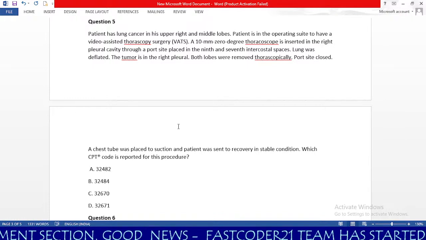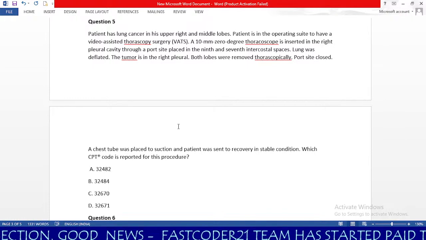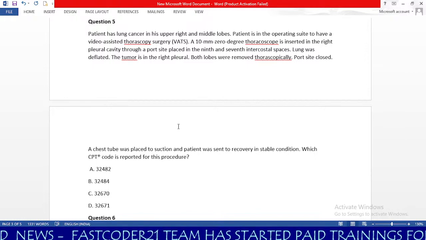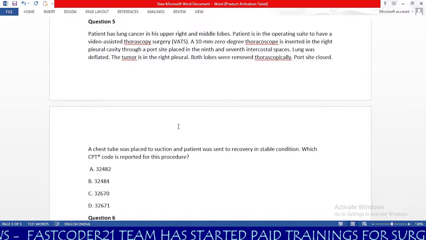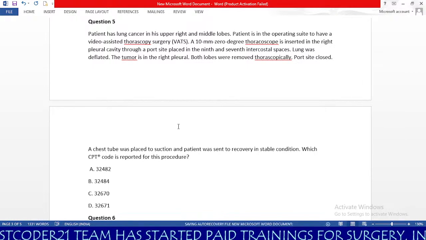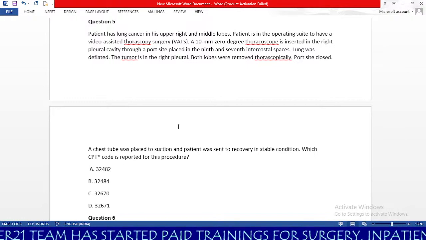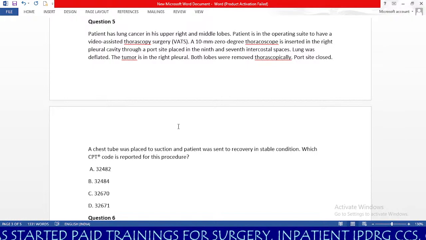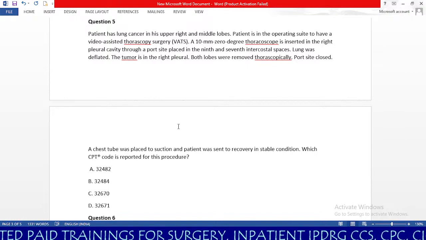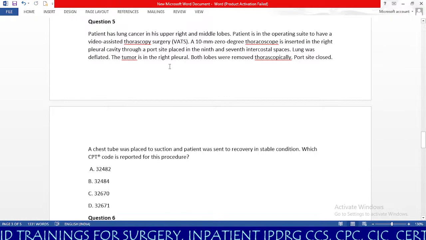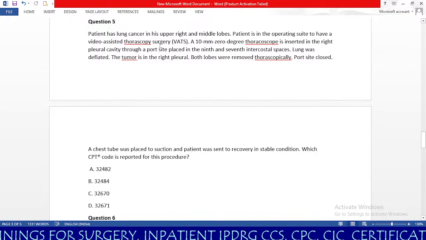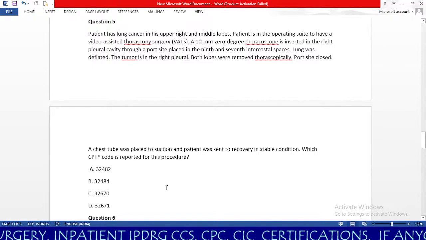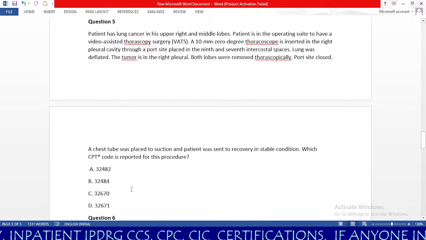So we will check one by one. What is 32482? So 32482 is removal of lung other than pneumonectomy, single lobe. Based on the documentation it is an endoscopy procedure. Thoracoscopy means it is an endoscopy procedure. Because of that we can eliminate A and B, as 482 and 484 are open procedures.